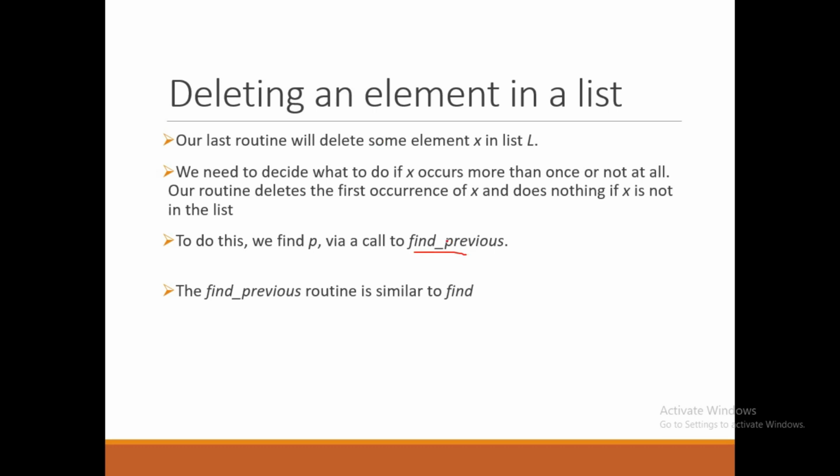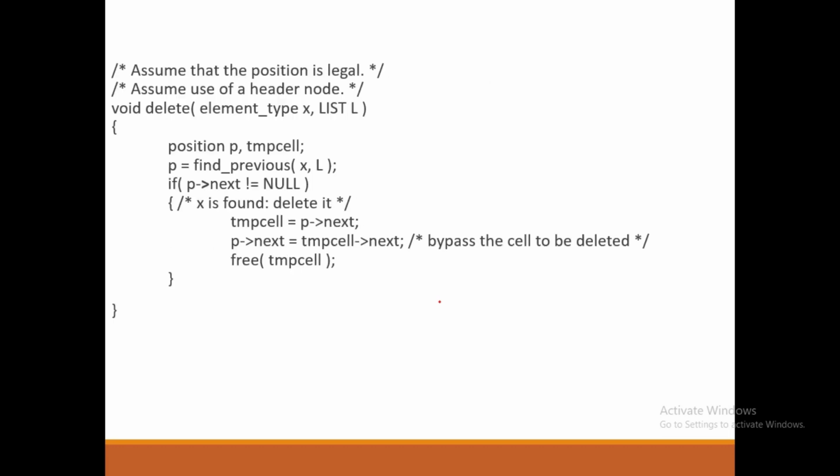How will the previous node be identified? By making a function call to this find previous. This find previous routine will be similar to the find routine. Already we have studied the find routine, and this is the routine for the deletion operation. So first itself we are making a call to find previous node. Once the previous node has been identified, after that only deletion is going to take place.